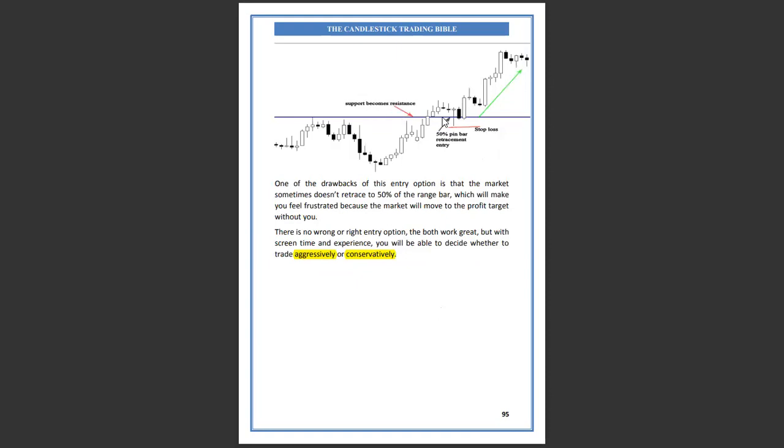Support becomes resistance, because it's an uptrend. And we said when price is below the line, that means support. When price is above the line, resistance. So 50% pin bar retracement entry, stop loss, perfect entry, perfect risk reward ratio. One of the drawbacks of this entry option is that the market sometimes doesn't retrace to 50% of the range bar, which will make you feel frustrated because the market will move to the profit target without you.